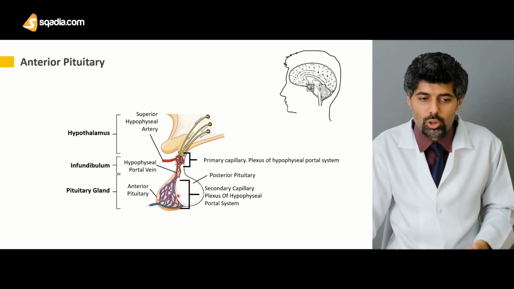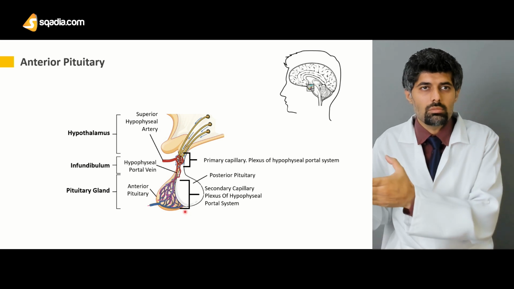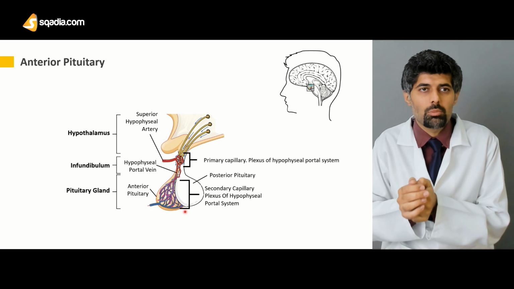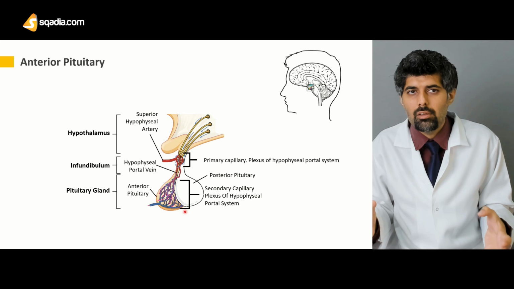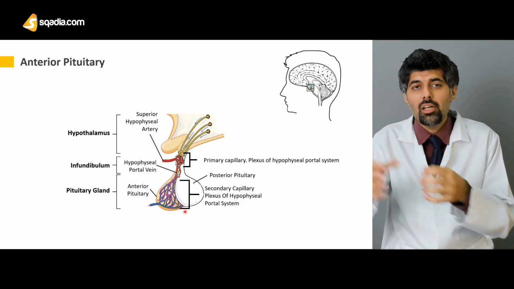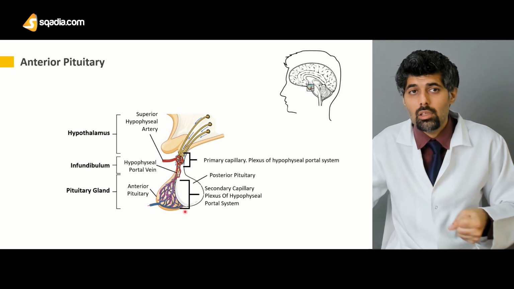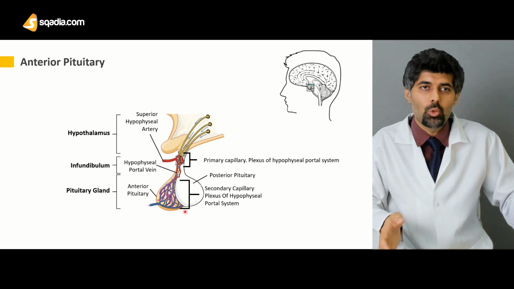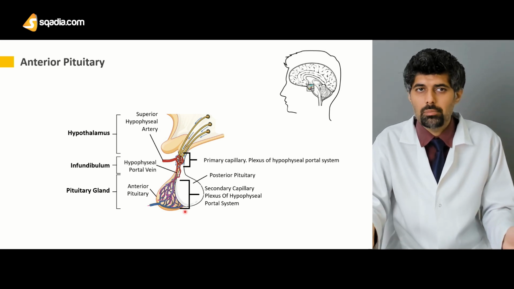Now if there was no fenestrations in this area, either there must have been a gradient or some kind of a receptor system, but we do not have that here. Because of the sinusoids, the transfer of the hormones from the anterior pituitary tissue can easily take place towards the blood and ultimately towards the whole of the body.